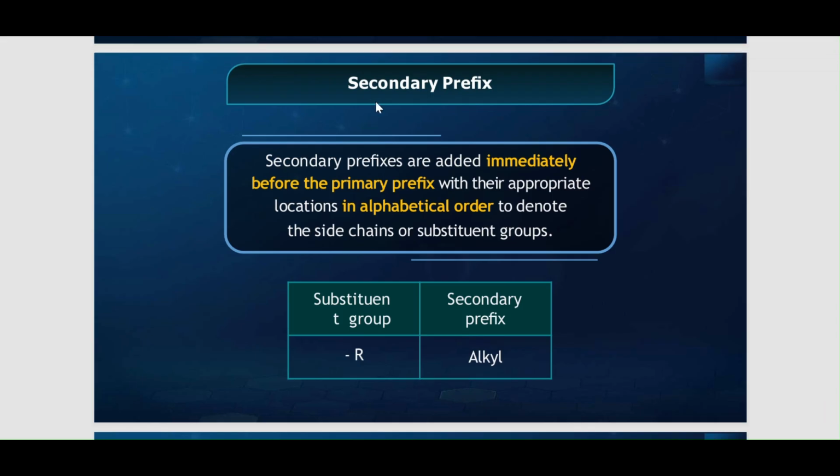Now you can observe the secondary prefix. What is meant by secondary prefix? Secondary prefix can be used only when a carbon compound contains more than one functional group. This is very important. So when a given carbon compound contains more than one functional group, at that time we will use the secondary prefix. Clear?